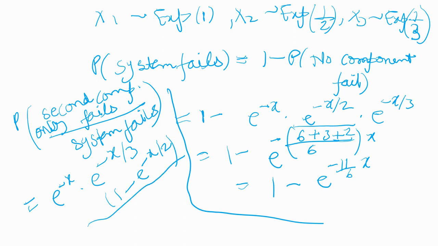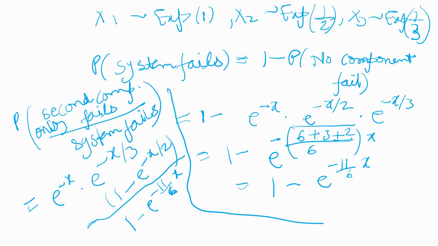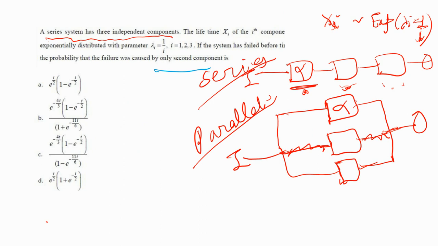Divided by 1 minus e to the power minus 11 upon 6, right? Then this will be the answer. It will be e to the power minus 4x upon 3. You can write it as x or t, whatsoever you want. So it will be e to the power minus 4x upon 3 times 1 minus e to the power minus t upon 2. In the division, we have 1 minus e to the power minus 11 t by 6. So that will be the answer.